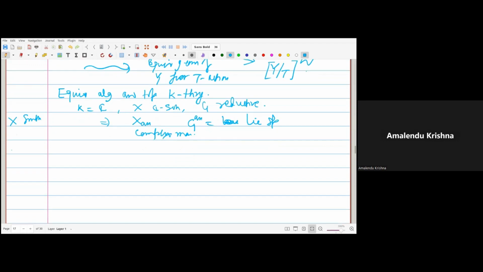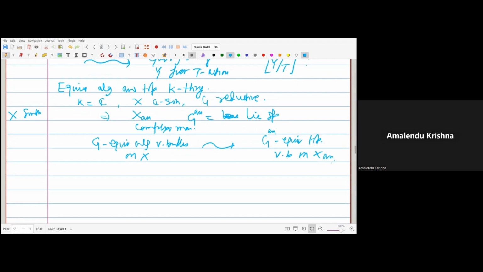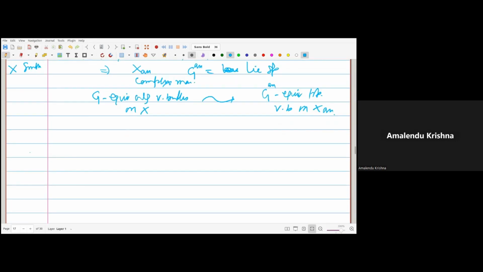Then remember that we have a natural functor from G-equivariant algebraic vector bundles on X to G-analytic equivariant topological vector bundles, complex vector bundles, on X analytic. So clearly you get a map from K^G of X to K^G topological of X analytic.